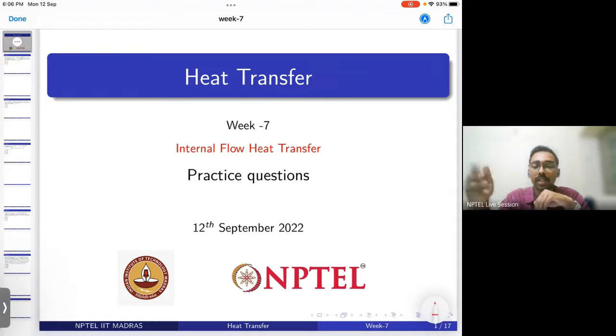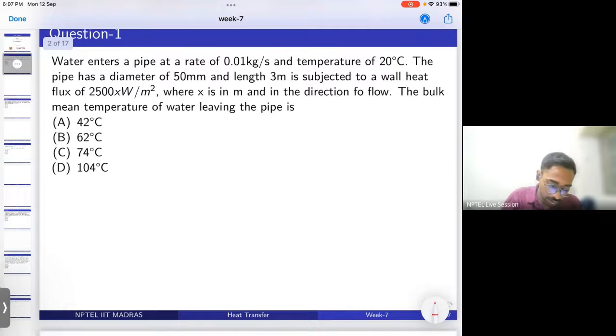Then the laminar flow conditions. Mostly we discussed laminar flow conditions in the last lecture. Turbulent conditions and the Dittus-Boelter equations for the Nusselt number for turbulent flow inside a pipe, etc., were also discussed. So this was a brief overview of the week 7 topics. Let's do some practice questions based on the week 7 topics. Let's get started with the first question.